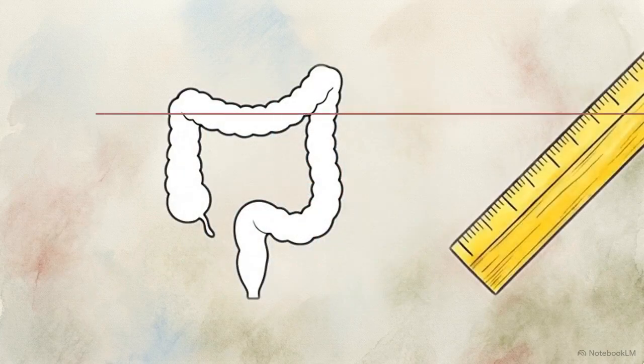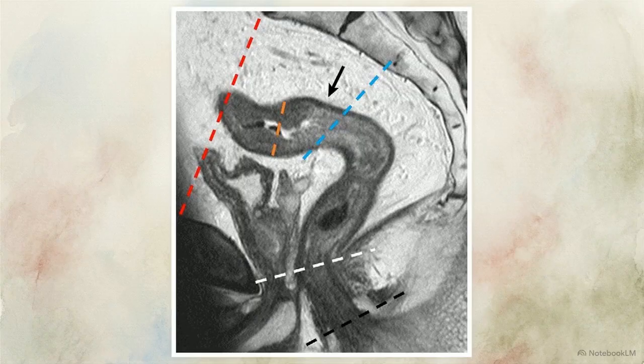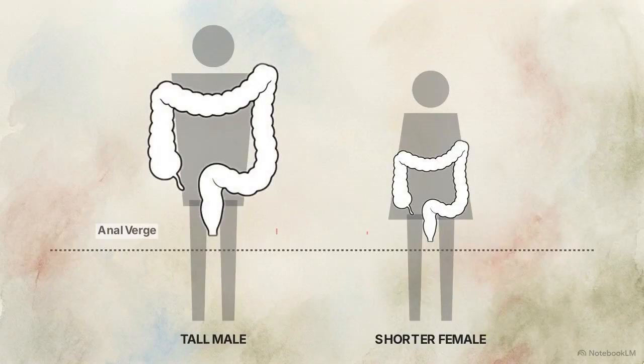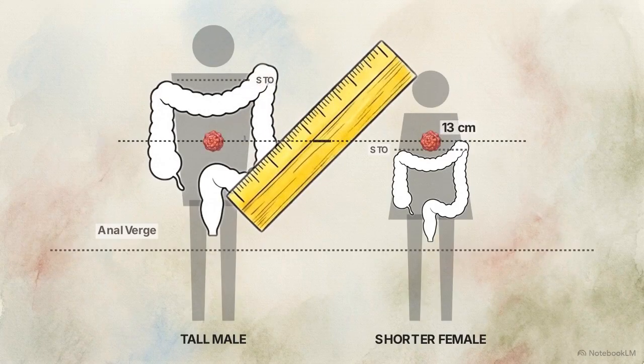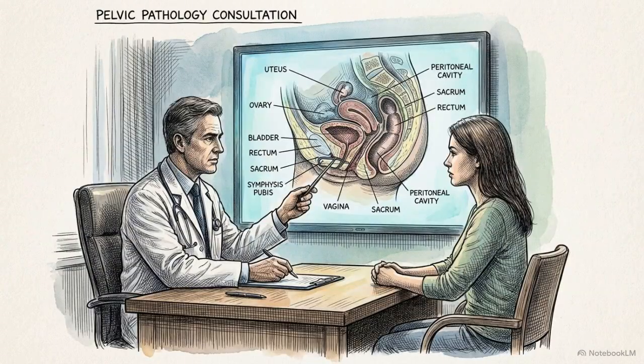Historically, clinicians did this using rigid, fixed measurements, classifying any tumor within 15 centimeters of the anal verge as a rectal cancer. This is a sagittal MRI showing conflicting rectal boundaries based on differing measurement criteria. The measurement approach ignores natural human variability. Because the length of the anal canal and rectum varies significantly depending on a patient's gender and body habitus, a tumor sitting 13 centimeters from the verge might be classified as an upper rectal tumor in a tall male patient, but as a sigmoid colon cancer in a shorter female patient. Relying on a fixed ruler risks severe overtreatment or undertreatment.